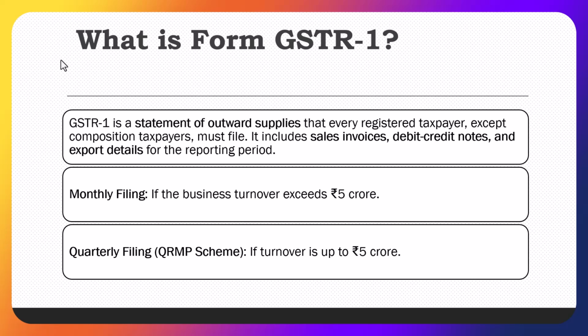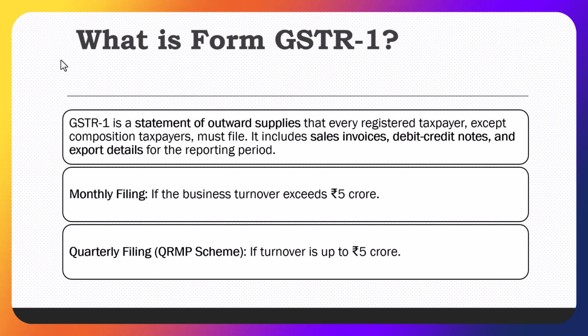GSTR is a statement of output supply that every registered taxpayer except composition taxpayers must file. It includes sale invoices, debit and credit notes, and export details for the reporting period. Monthly filing applies if the business turnover exceeds Rs 5 crore.